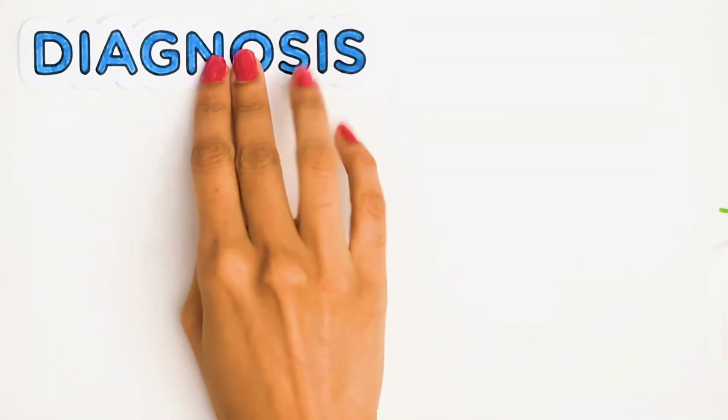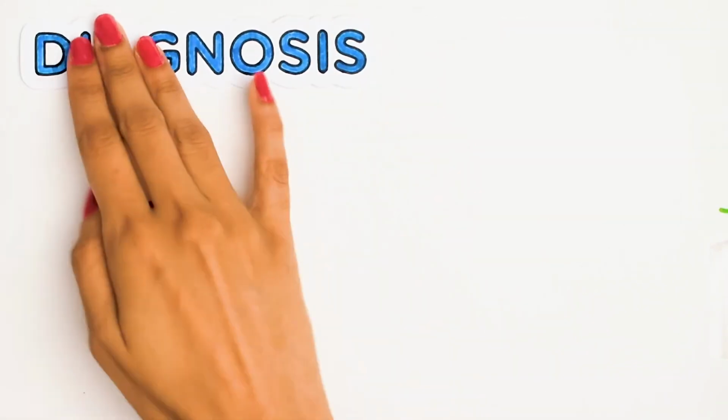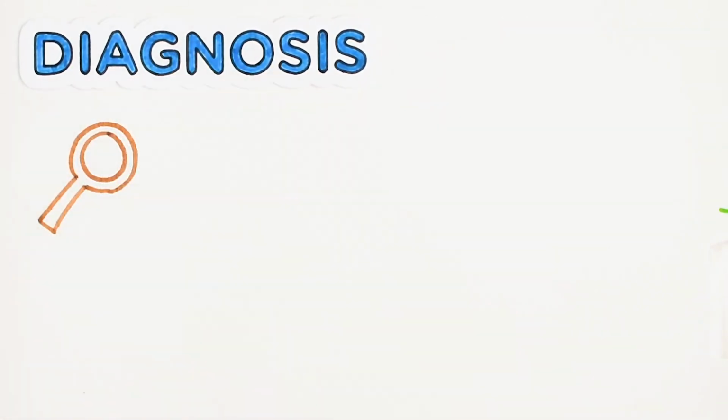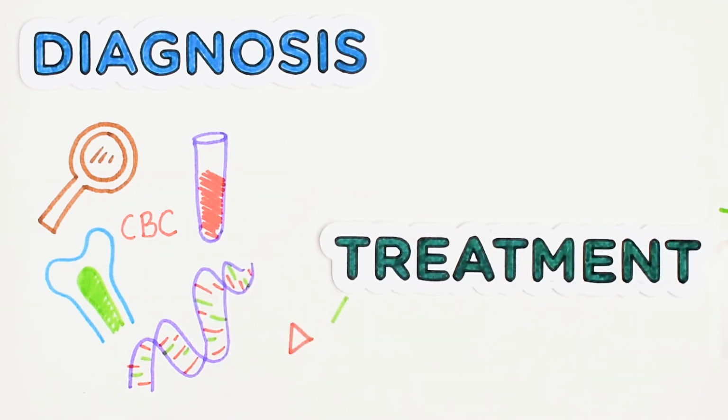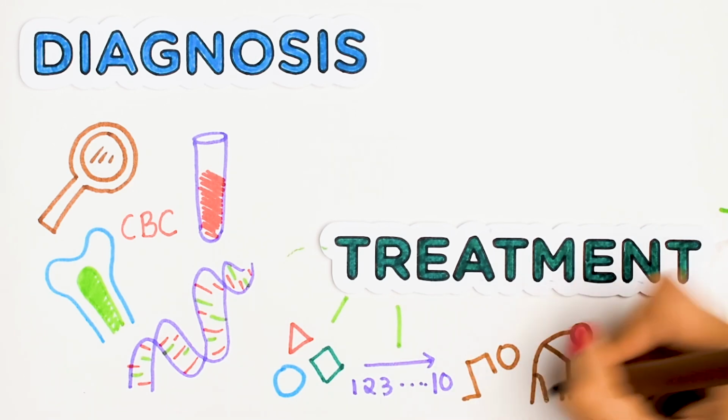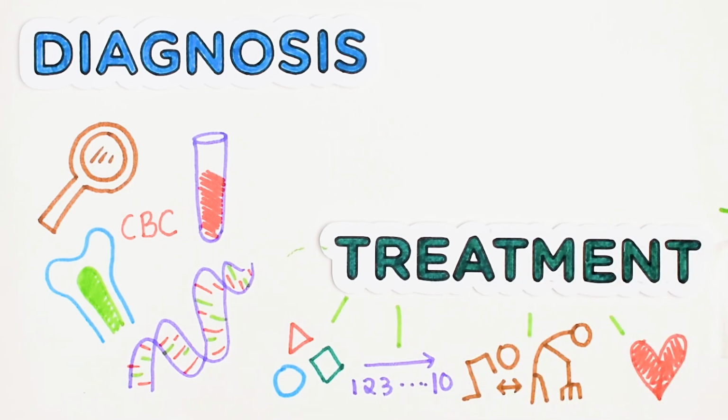There are different ways to diagnose leukemia. Some of them include a physical examination, blood tests such as complete blood count, also known as CBC, bone marrow tests, and genetic tests. The treatment usually depends on the type and severity of the leukemia, the age, and the overall health of the patient.